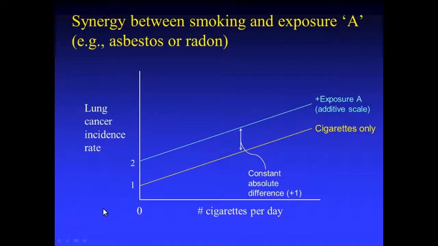Okay, let's move on to looking at things on a continuous scale. And so for the sake of this example, we have lung cancer incidence rate on the vertical axis, and we have the number of cigarettes per day on the horizontal axis, and as you would expect, represented by this yellow line, the lung cancer incidence rate increases as the number of cigarettes per day increases. And then we have a second exposure, which I should call A, but it could be something like asbestos or radon, both of which act together with cigarette smoking.